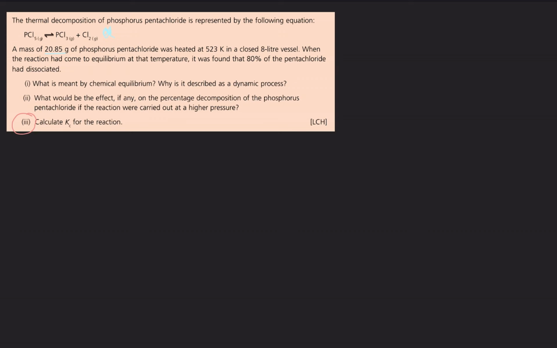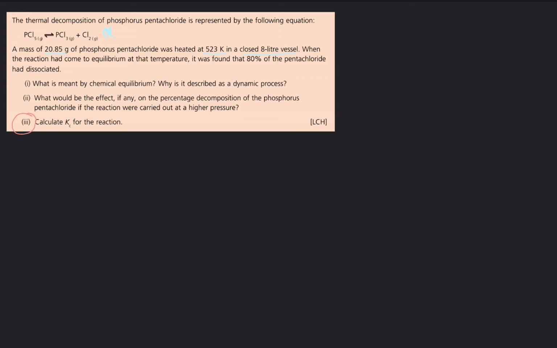We can see we have 20.85 grams of phosphorus pentachloride. It was at 523 Kelvin. The temperature usually stays the exact same for these, so there's no reason to put that into our calculations at all. It's just there. And it says that it's in an 8-litre vessel. So the container that all of this reaction has taken place in is an 8-litre vessel.